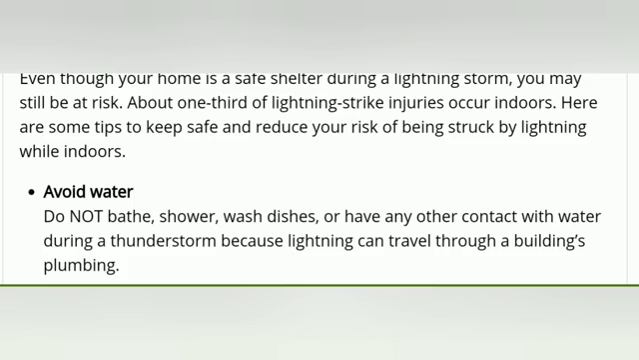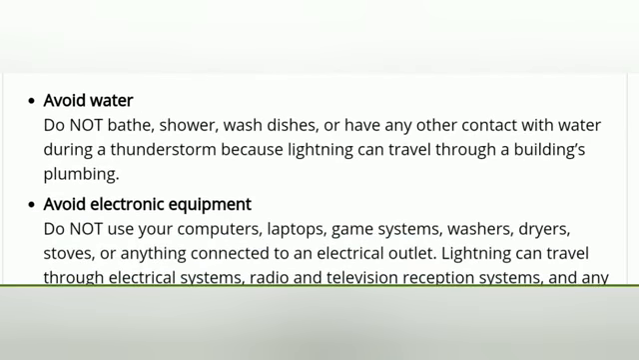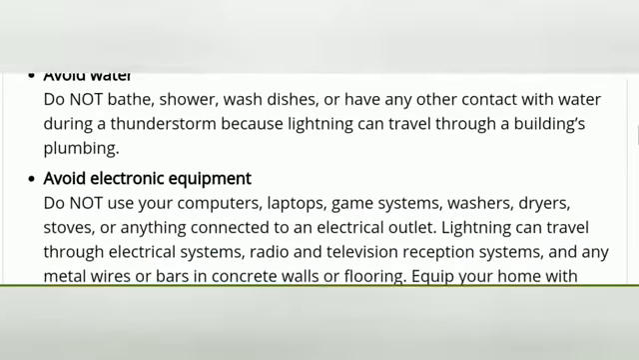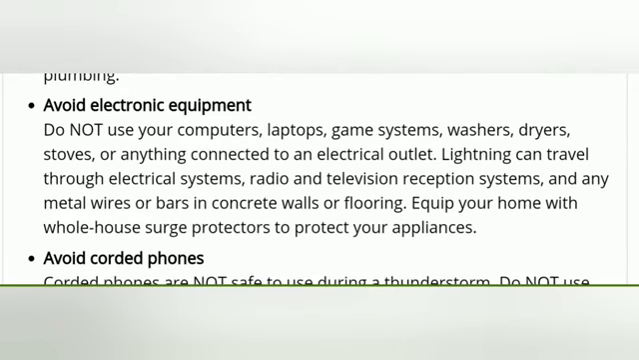Avoid water. Do not bathe, shower, wash dishes or have any other contact with water during a thunderstorm because lightning can travel through a building's plumbing. Avoid electronic equipment. Do not use your computers, laptops, game systems, washers, dryers, stoves or anything connected to the electrical outlet. Lightning can travel through the electrical systems, radio and television reception systems and any metal wires or bars in concrete walls or flooring. Equip your home with whole house surge protectors to protect your appliances.